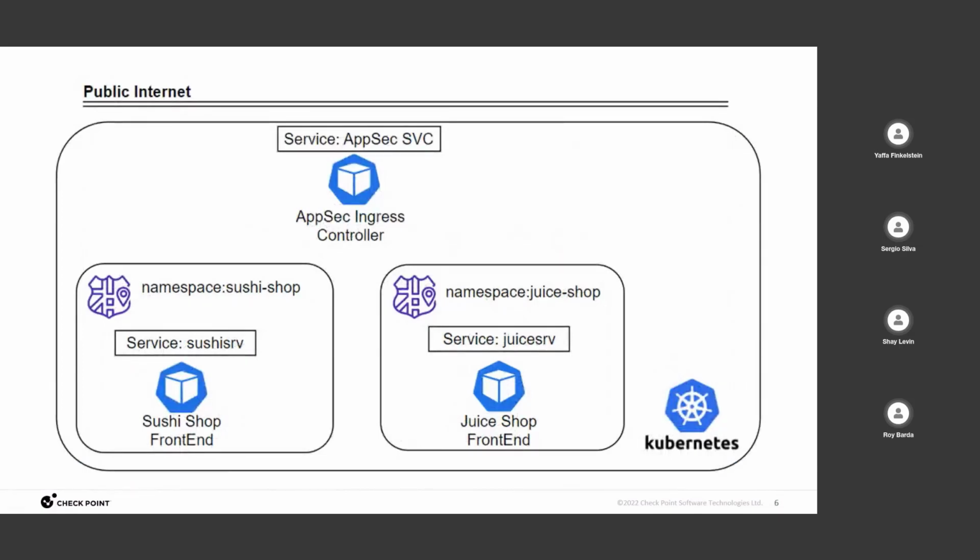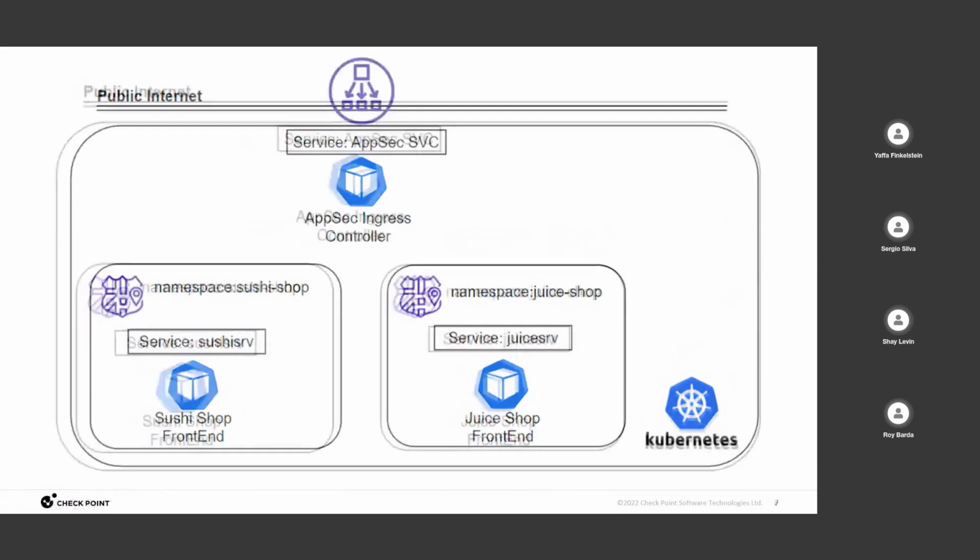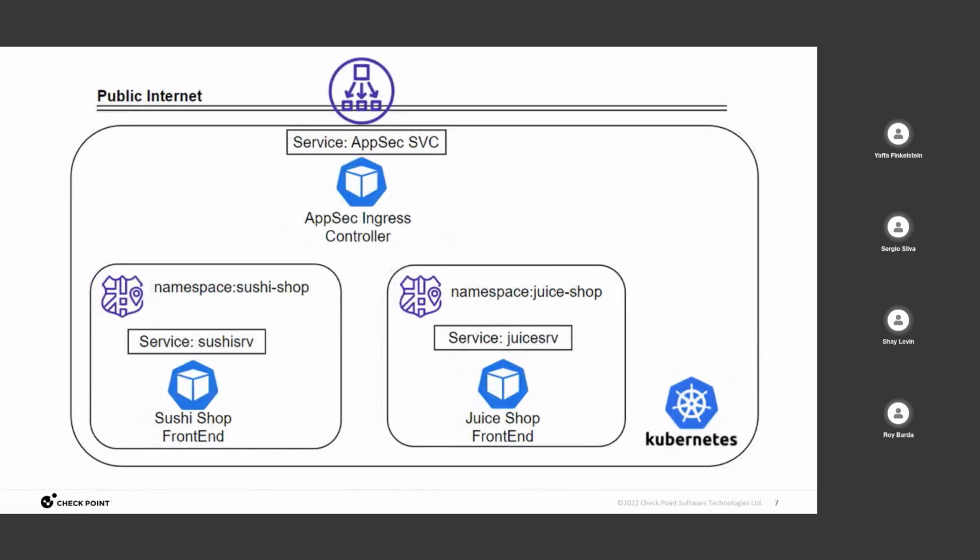Now, as you already know, you will need also a service in order to allow access to the AppSec Ingress controller from the internet, and this is the service. This time the service type is not going to be cluster IP, but it's going to be a load balancer. When a service is being created with a load balancer type, it automatically creates a load balancer. And this is the load balancer that is being created.